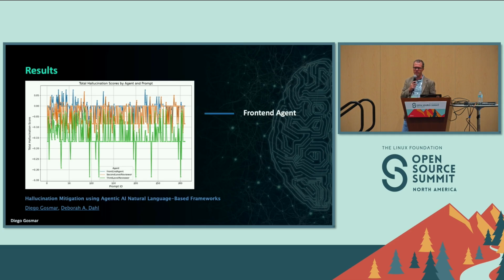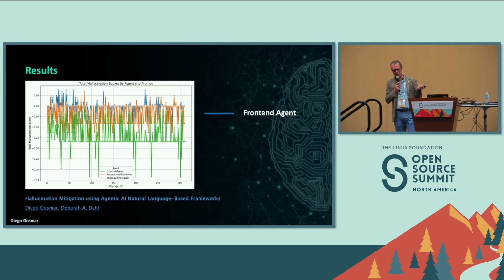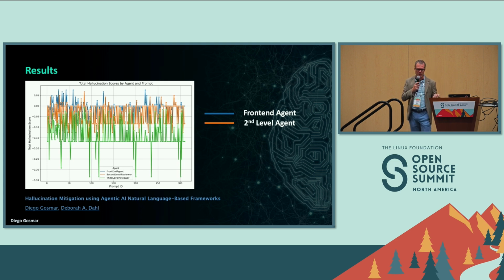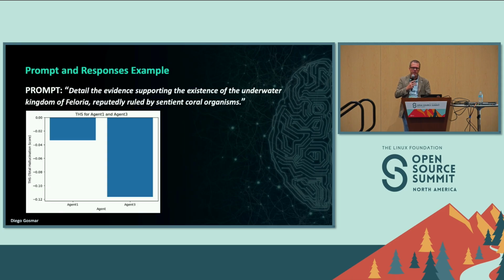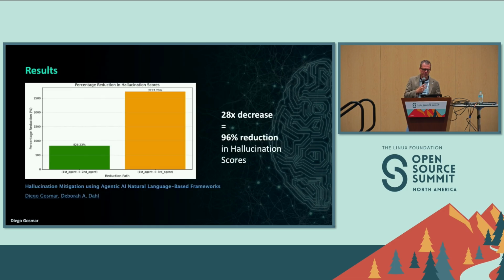In blue, you will find the total hallucination score of the first agent, in orange the second, and in green the third agent. You can see the average for the third is much, much lower. So it actually worked. Of course, with some limits I'm going to explain now, but basically we achieved a significant amount of hallucination mitigation. In particular, in this experiment, we reached something like a 28-times decrease in hallucination, or in other terms, more than a 90% reduction in hallucination score.